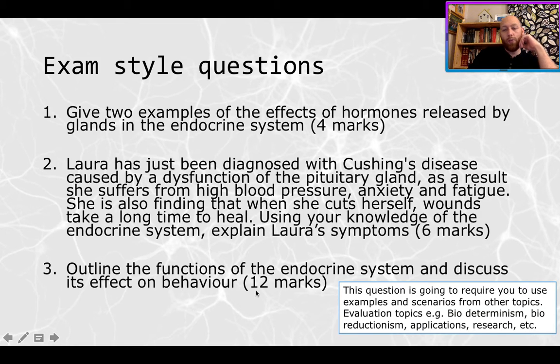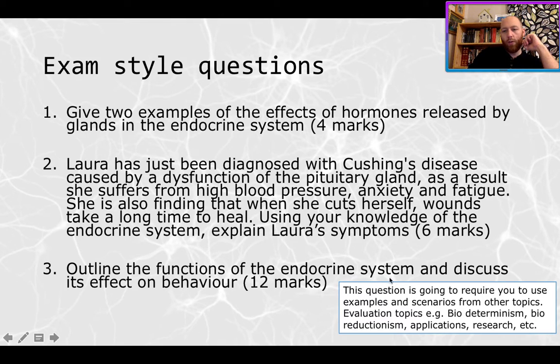Laura has just been diagnosed with Cushing's disease, poor Laura, and this has caused dysfunction of the pituitary gland. As a result, she suffers from high blood pressure, anxiety and fatigue. She's also finding that when she cuts herself, it takes a long time to heal. Using your knowledge of the endocrine system, explain Laura's symptoms. So this is an AO2 question. You've got to take facts like anxiety, fatigue, high blood pressure, and inability to heal, and apply what you know about the endocrine system to them.